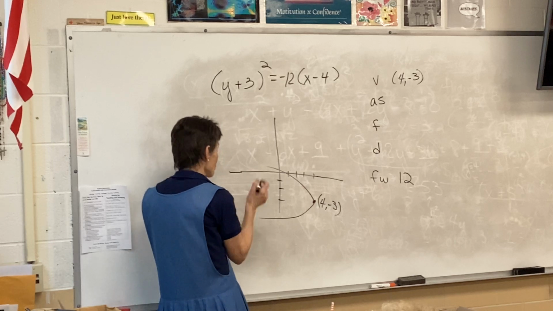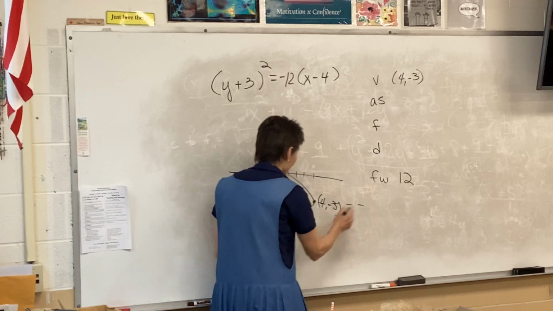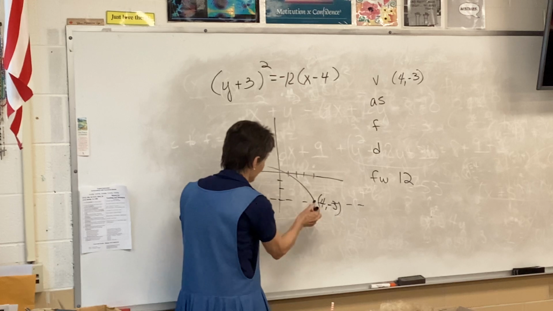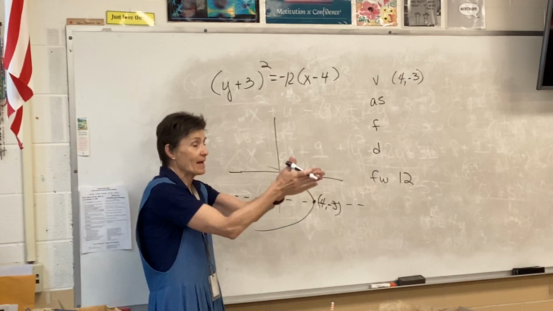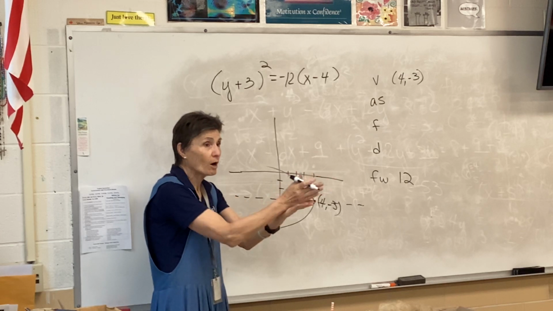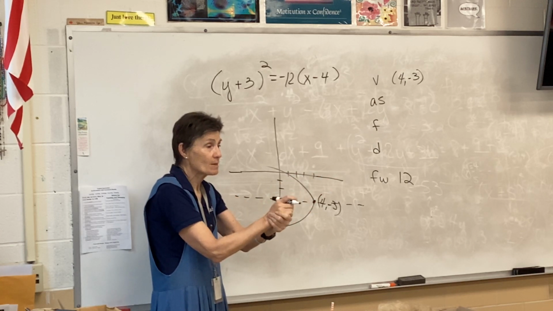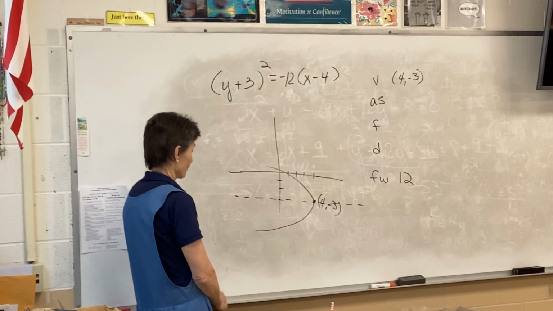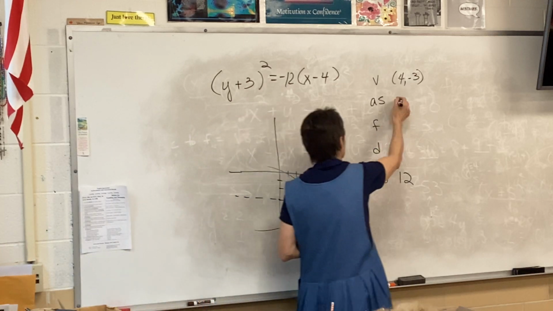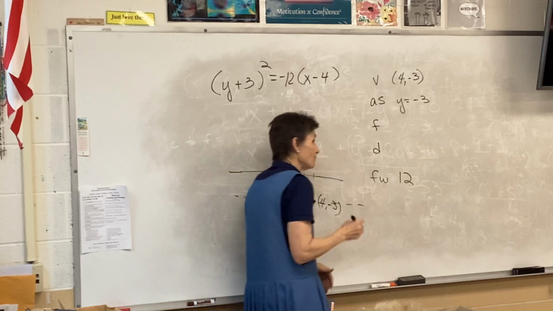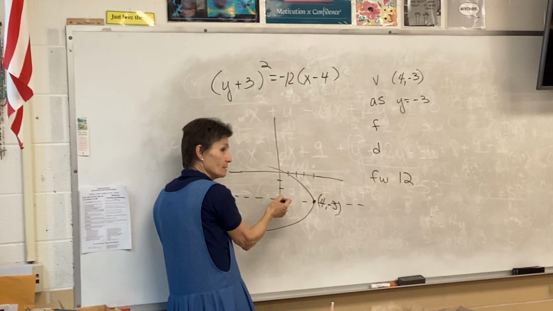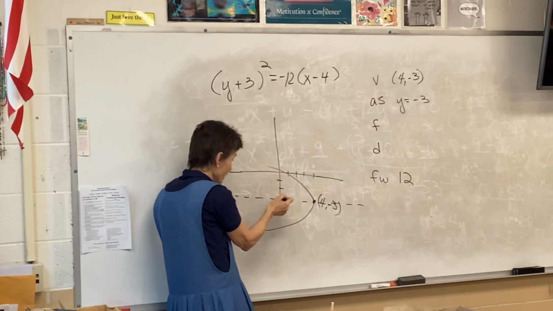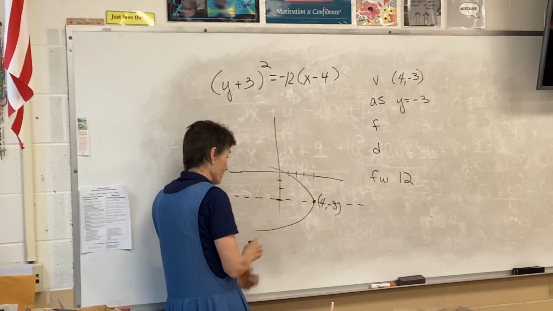And that should automatically tell you your axis of symmetry. My graph isn't very good there. That should automatically tell you your axis of symmetry. That's the line that you fold across, right? So, y equals negative 3. If you draw the line in, see what happens right here? That's the y-axis, and that's negative 3. That's that line, y equals negative 3.